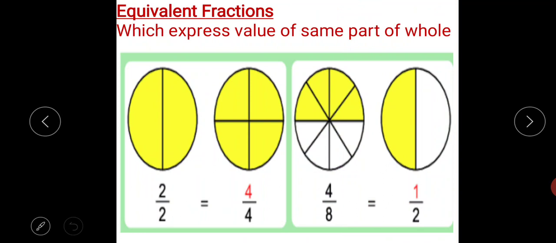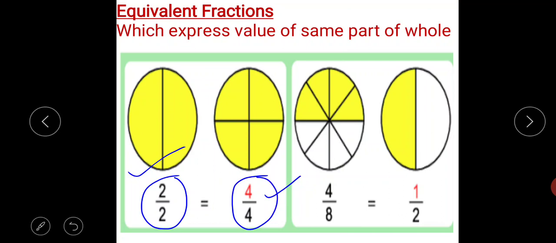Next is equivalent fractions. Fractions which express the value of the same part of the whole, which represent the same part. All these fractions are called equivalent fractions. For example, this circle represents fraction 2 upon 2. This circle represents the fraction 4 upon 4. So, you can say this fraction represents a full circle. Also, this fraction represents a full circle. So, these two fractions are equal.